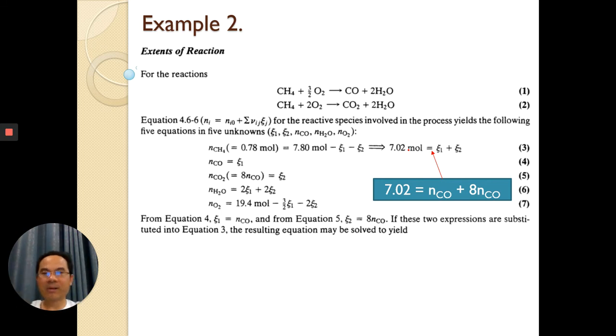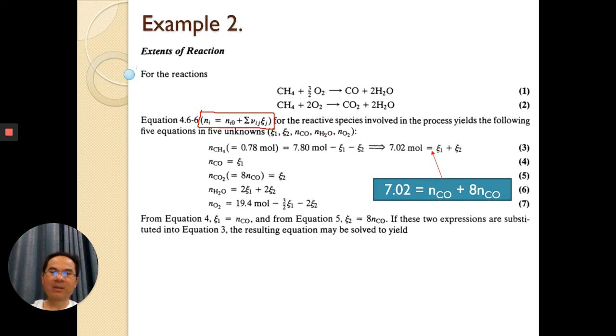Okay, for this case, you recall the reaction. You have 2 reactions, and then you can write the balance based on the extent of reaction. You can recall this equation: Ni is the number of moles of the species, the output, equal to Ni0, the input, plus the summation of nu ij Cj. That's right, nu ij is the stoichiometric coefficient of the species involved in the reaction, and Cj is the extent of reaction.